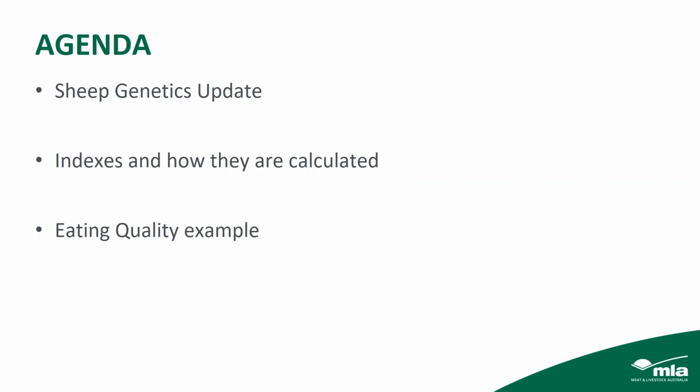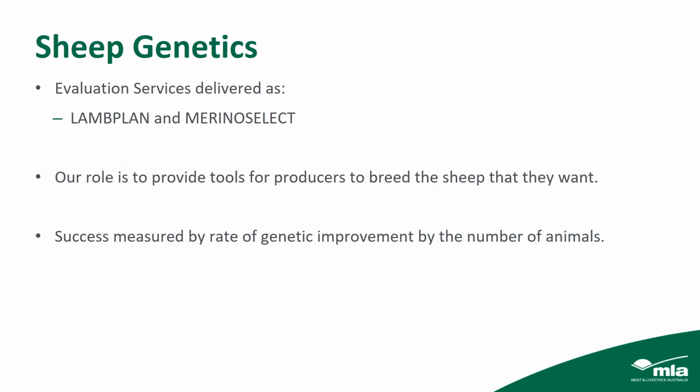Firstly, Sheep Genetics. We run the genetic evaluation services called LambPlan and Merino Select. Our role essentially is to provide tools to producers to help breed the sheep that they want to breed. We take in lots of different information from different breed groups. Essentially our success at Sheep Genetics is measured by our rate of genetic improvement and the number of animals that we have in our analyses.